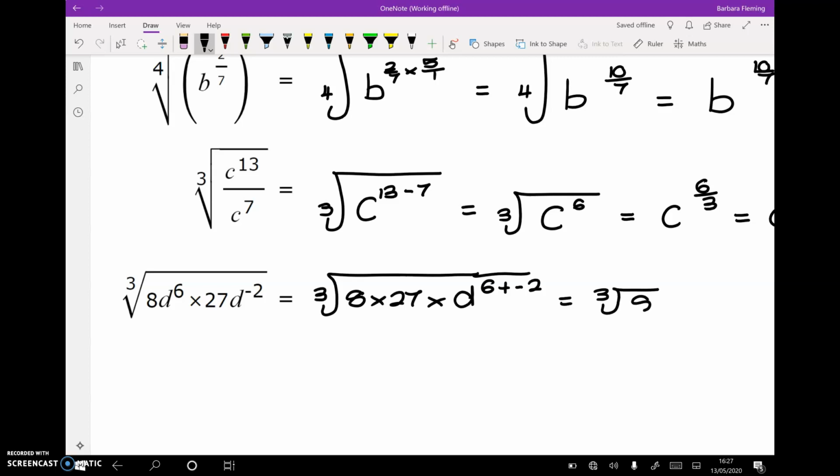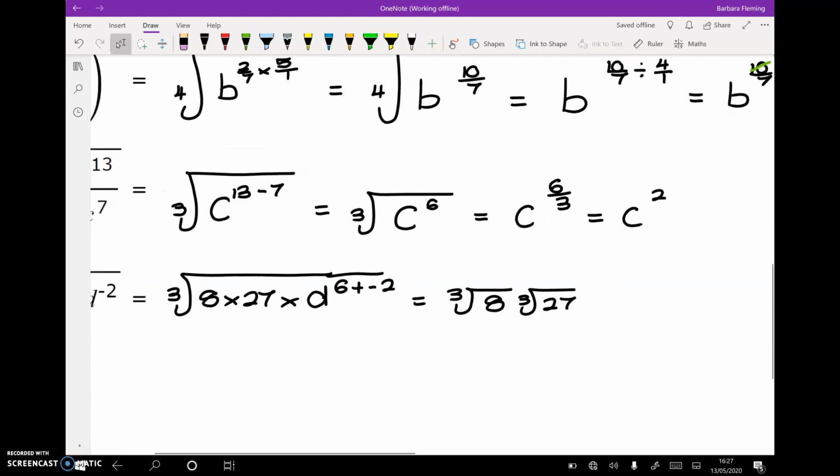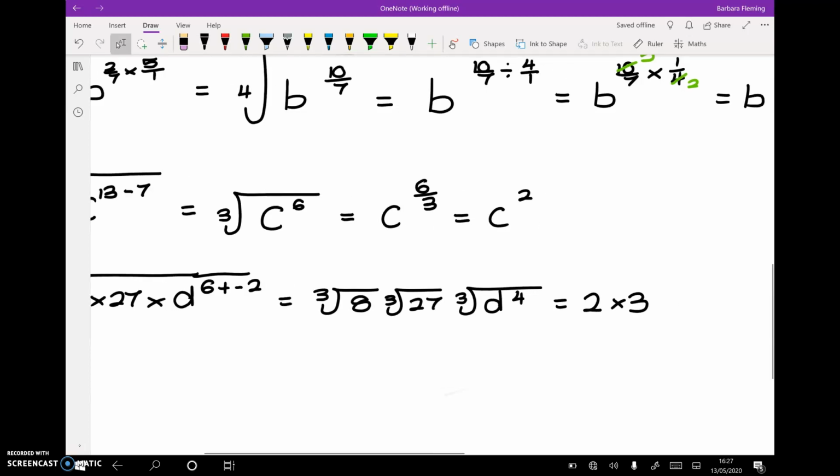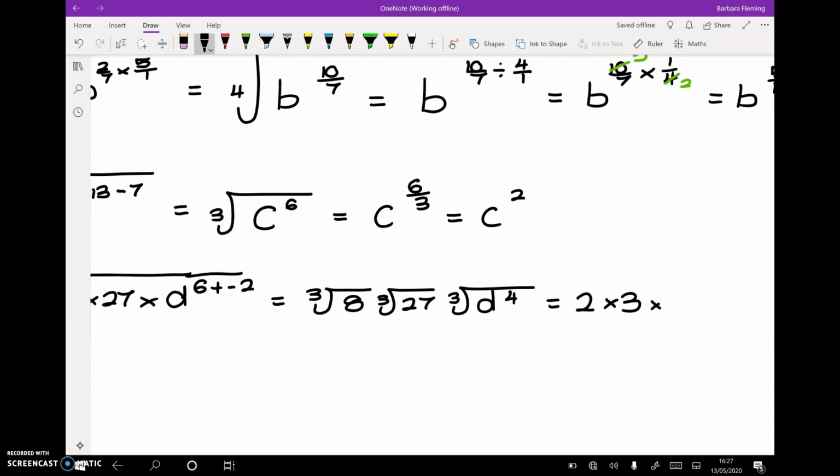So cube root of 8, the cube root of 27, and then we've got the cube root of d to the power of 6 plus minus 2 is 6 minus 2, which is 4. Okay, almost there. Cube root of 8 is 2, because you multiply 2 by itself 3 times to get 8. 2 times by 2 is 4, times by 2 is 8. Cube root of 27 is 3. 3 times by 3 is 9, times by 3 is 27. And then you've got d to the power of 4 over 3.